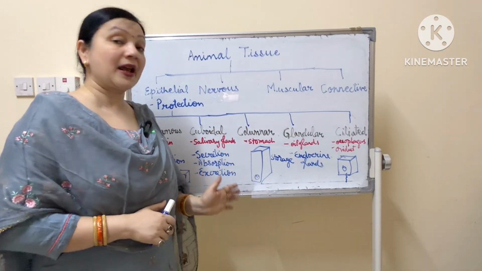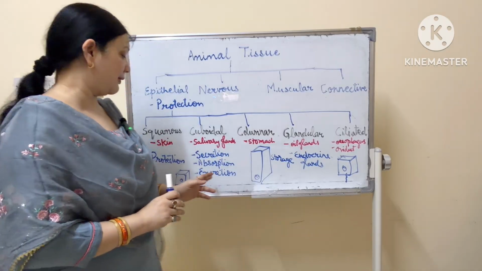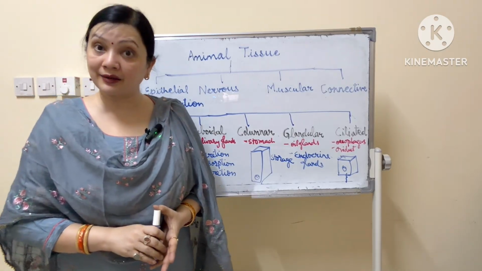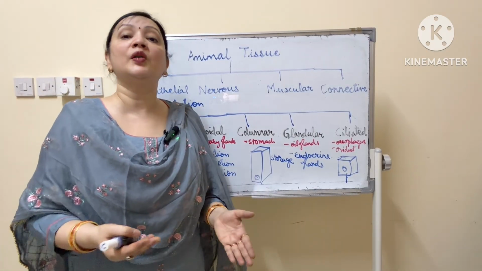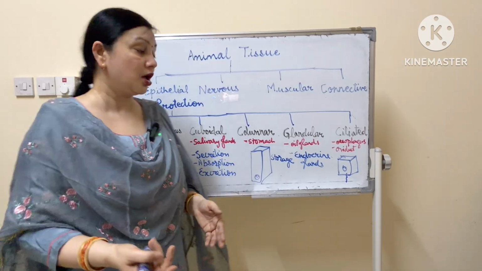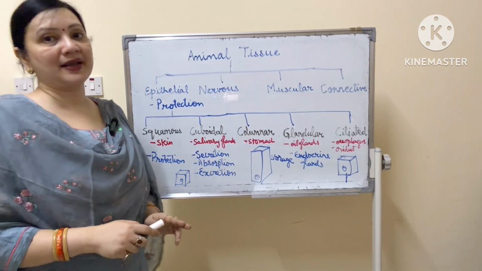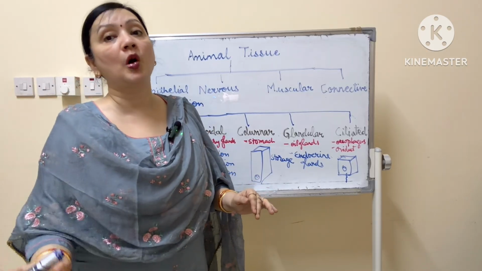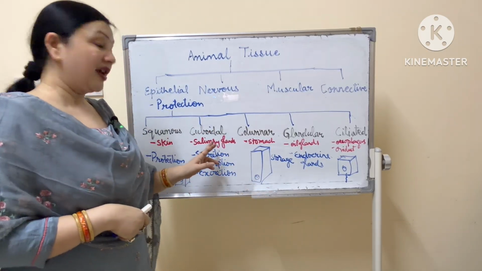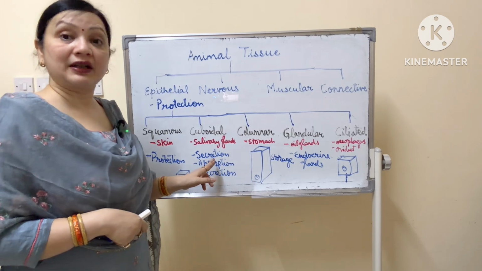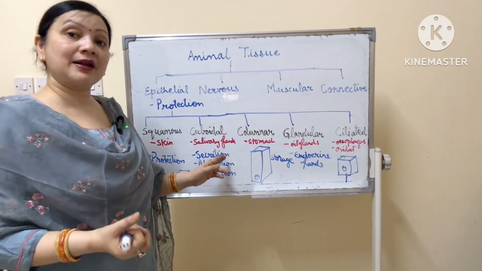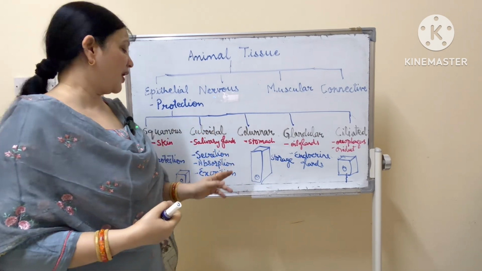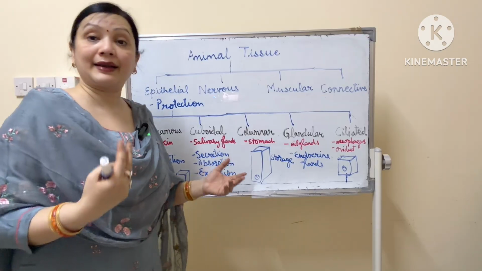When this tissue is present in the kidney tubules, then this tissue will help in excretion. Now if it is present in the kidney, it will help the kidney to do its work. So wherever the tissue is present in whichever organ, it helps that organ to perform its function. When in salivary glands, it will secrete. When in intestine, it will absorb, and when in the kidney, it will excrete.